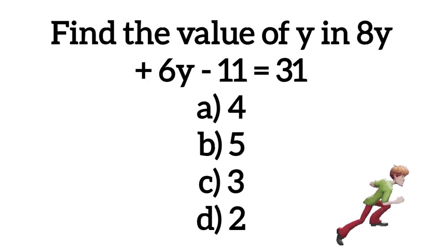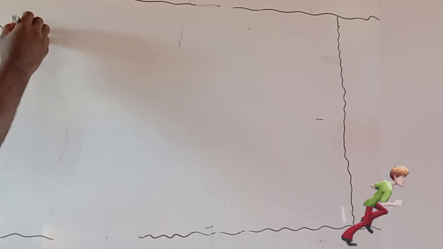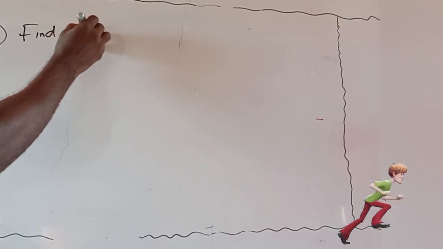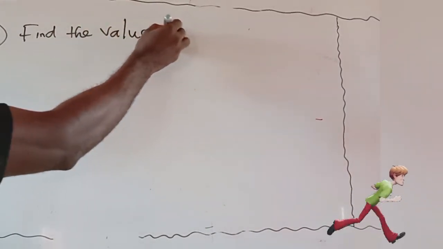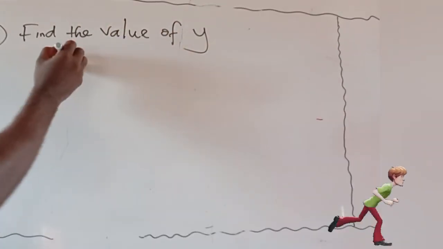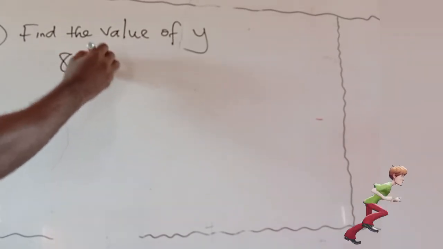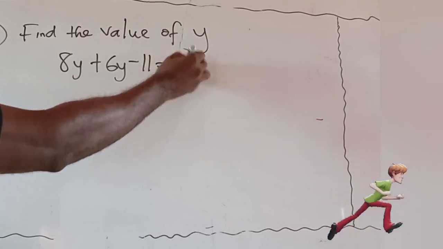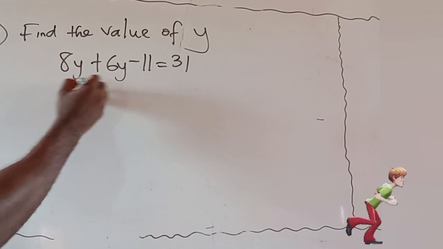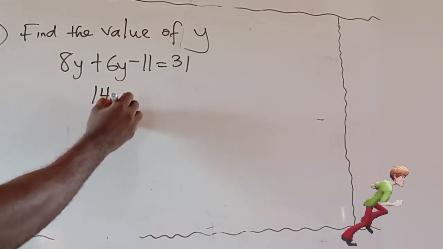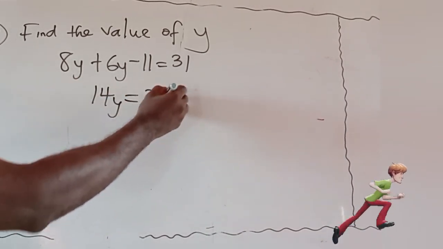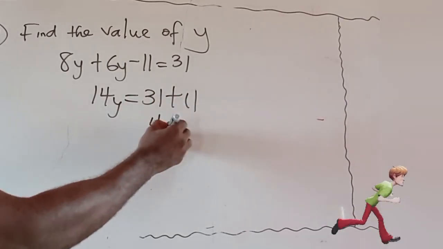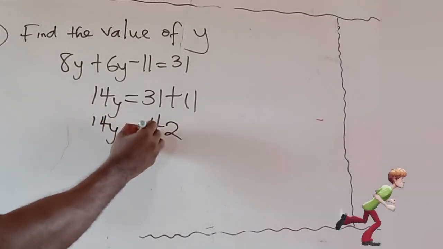Let's go. Find the value of y in 8y plus 6y minus 11 equals 31. Let me write the question. 8y plus 6y minus 11 equals 31. So 8y plus 6y is 14y. 14y equals 31 plus 11. Now, when you add that, it is 42. 14y equals 42.